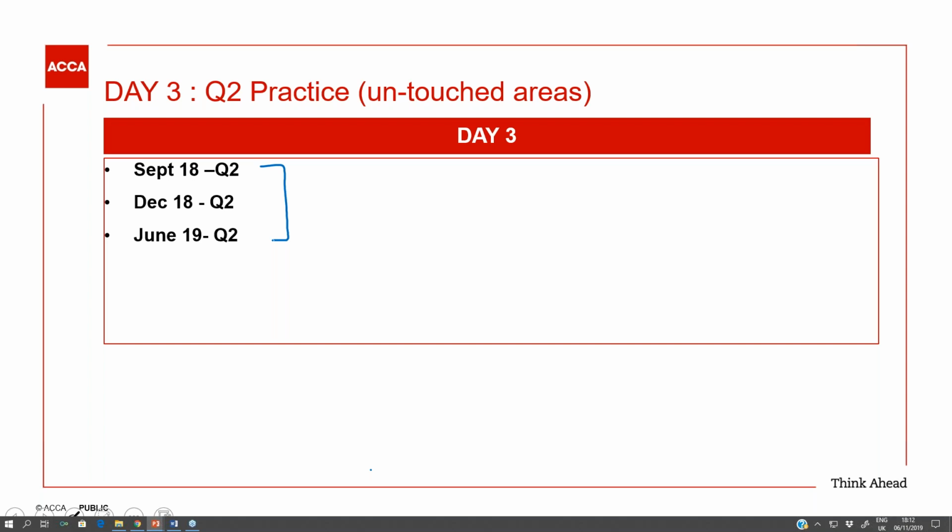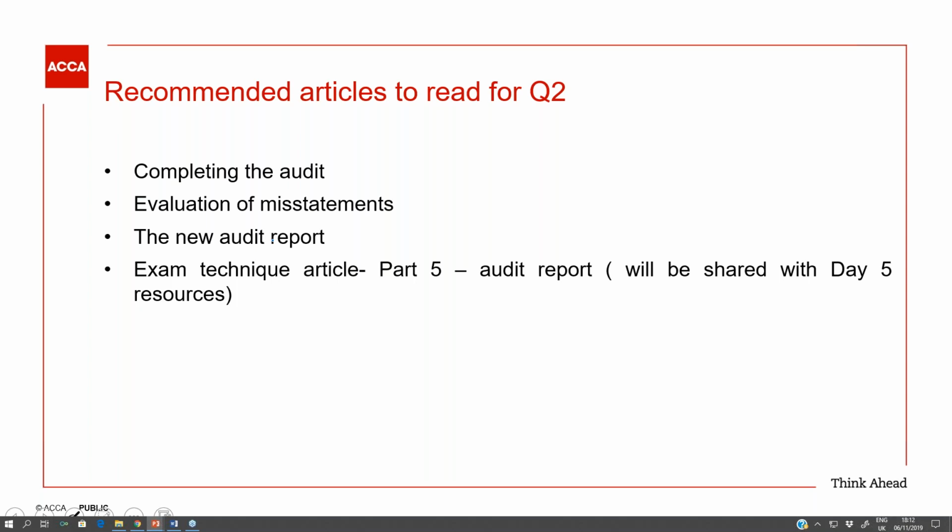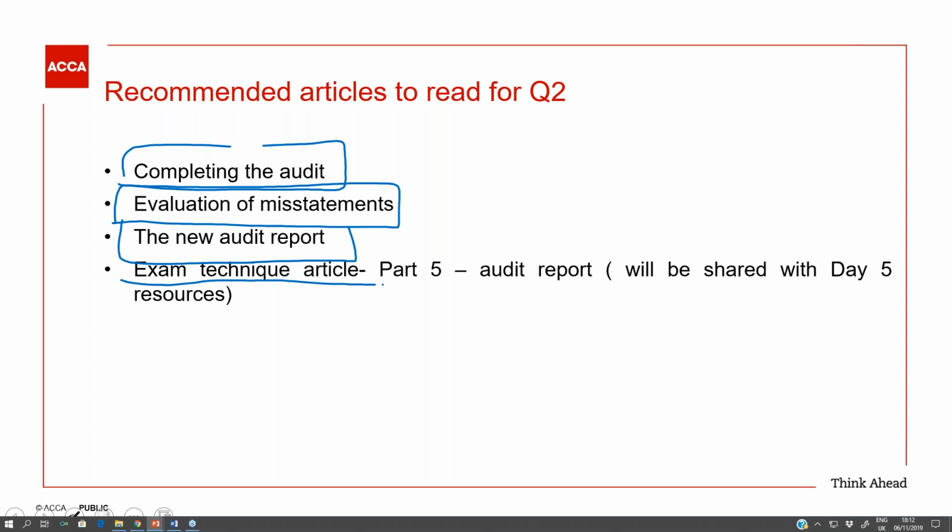Now, the recommended articles, on how you should be preparing yourself for question two, and I'll make you realize through my session today how important these articles are when you're preparing yourself for the second question. The first article is completing the audit. The second article is evaluation of misstatements. The third article is the new audit report. And the fourth article is the exam technique article part five, which is on the audit report.